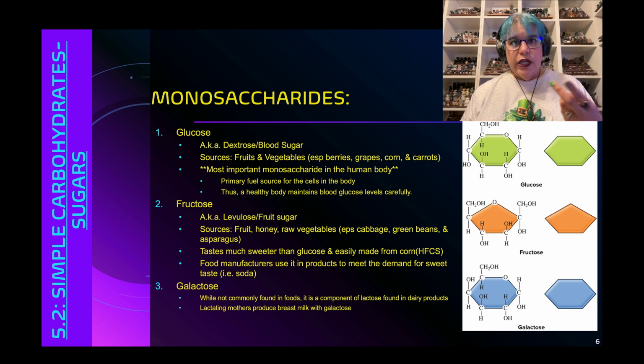You'll find it in soda, you'll find it in sugary cereals. High fructose corn syrup is in candies, but it actually does come from fructose originally. Galactose. Galactose is kind of like it sounds, lactose. You've probably heard of lactose. Galactose is a component of lactose. It's one of the two parts of lactose.